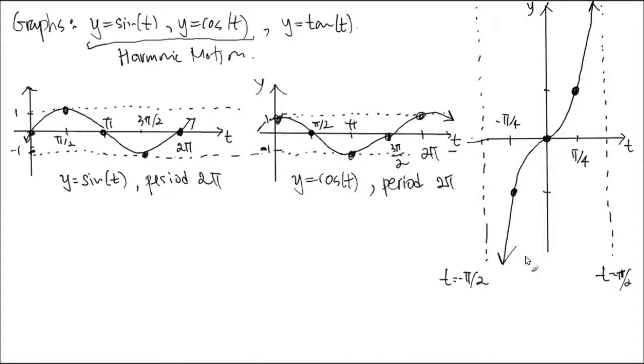So there are 3 parts, 1 question. This is the first part you do. Sketch y equals cosine t, sine t, and tangent t. Good? Next part is part two, the inverse function.